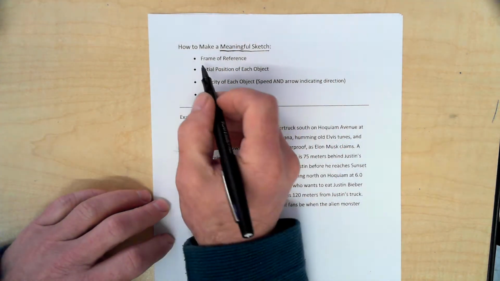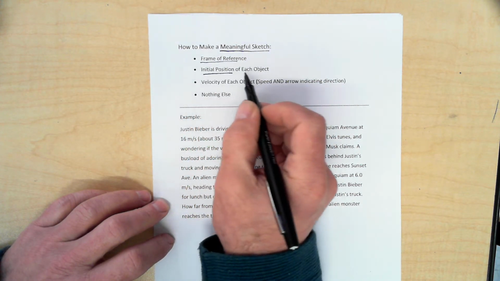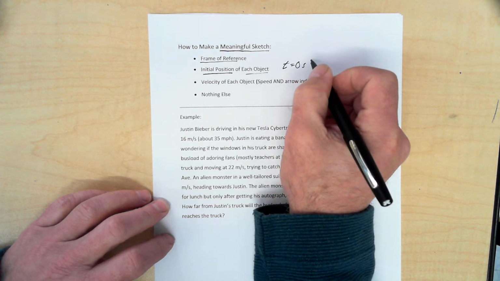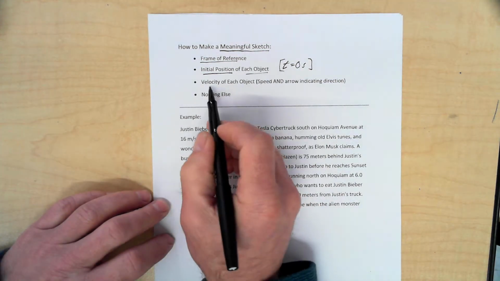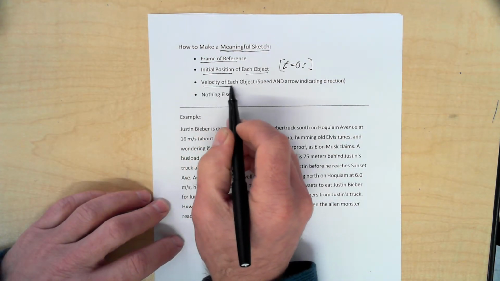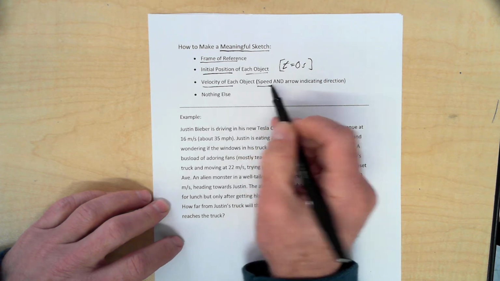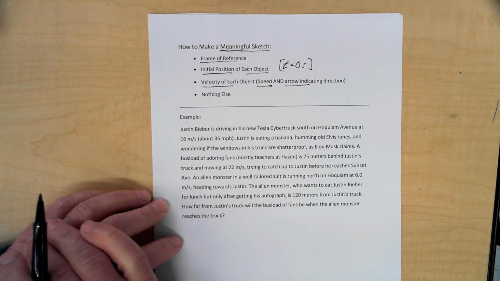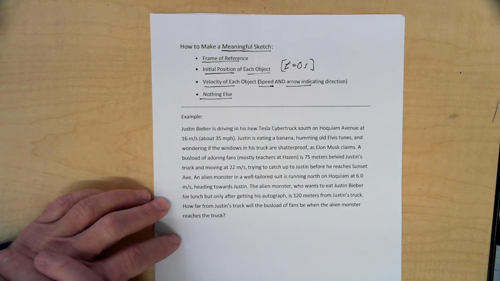What must it include? A frame of reference. You must indicate the initial position of each object. That's essentially when our scenario starts, when our imaginary stopwatch reads 0 seconds. You need to indicate the velocity of each object, and I want you to do it with speed. That's the magnitude, and an arrow in your sketch indicating the direction of motion, and essentially nothing else. All right, let's look at an example to get started.